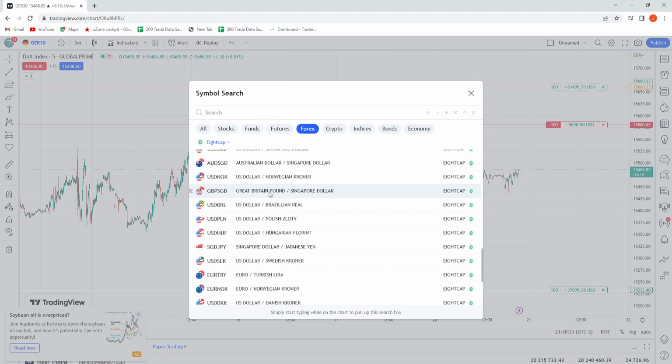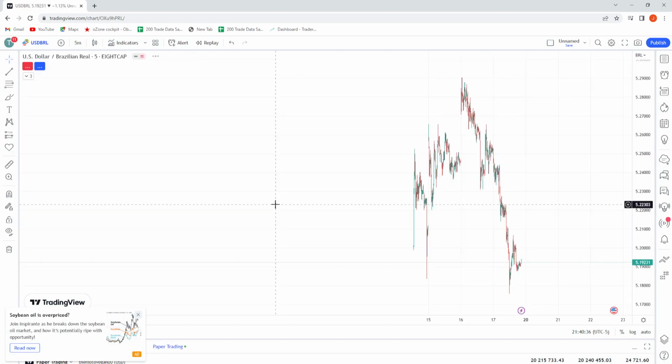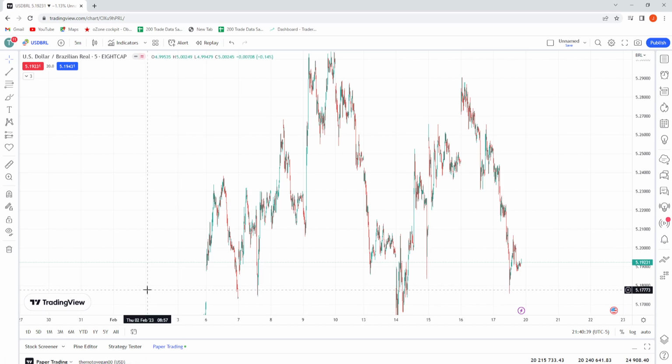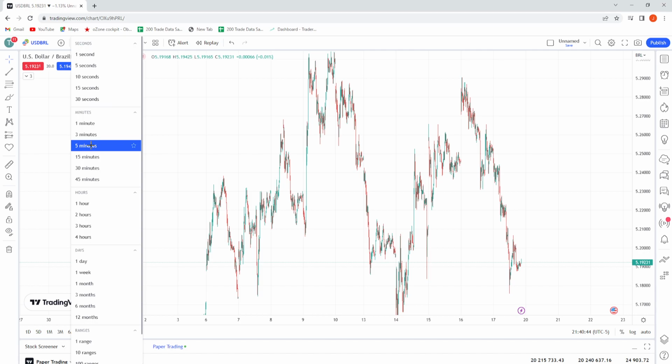I think I've done U.S. Brazilian real. No, I haven't. Good. This will work. This will be perfect. Okay, so I'm on the 5 minute time frame.